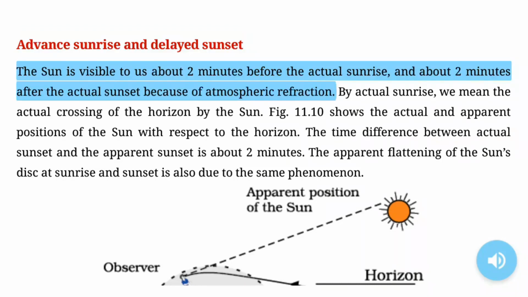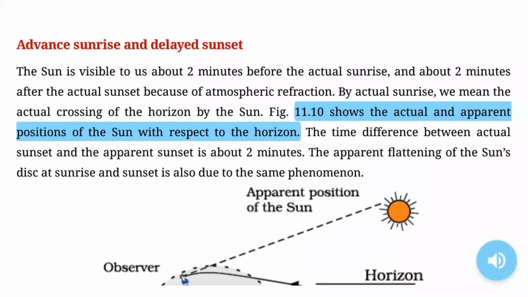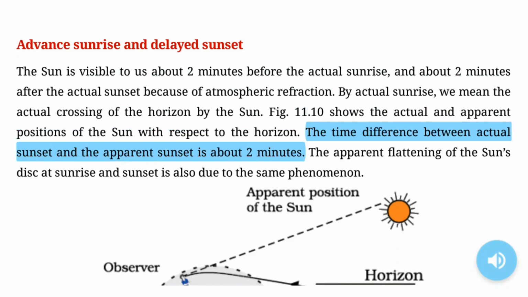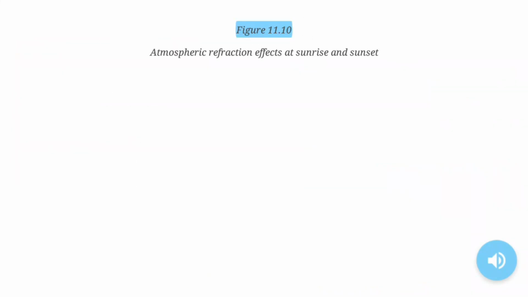Advanced sunrise and delayed sunset. The sun is visible to us about 2 minutes before the actual sunrise, and about 2 minutes after the actual sunset because of atmospheric refraction. By actual sunrise, we mean the actual crossing of the horizon by the sun. Fig. 11.10 shows the actual and apparent positions of the sun with respect to the horizon. The time difference between actual sunset and the apparent sunset is about 2 minutes. The apparent flattening of the sun's disk at sunrise and sunset is also due to the same phenomenon. Figure 11.10. Atmospheric refraction effects at sunrise and sunset.